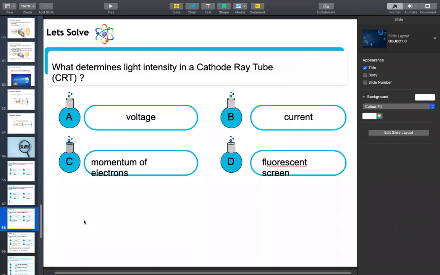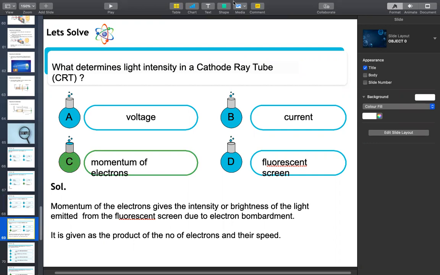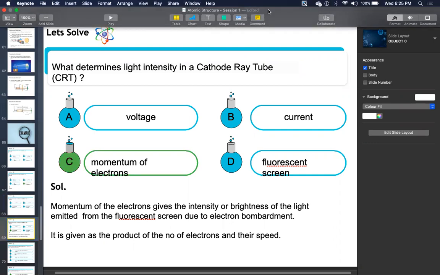Yes, next. Done. Next. Okay, the correct answer for this is momentum of electron. Is there any doubt? So why not voltage? Okay, now this is a very interesting thing. Light intensity in the cathode ray tube. Just read the answer. Momentum of electron gives the intensity of brightness of the light emitted from the fluorescent screen due to electron bombardment. Momentum is needed.